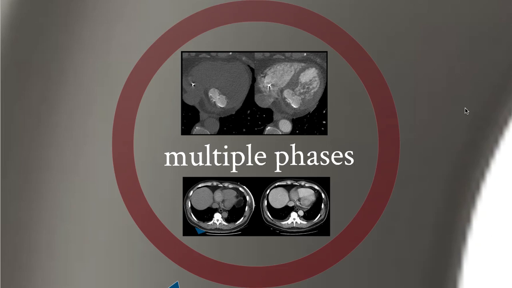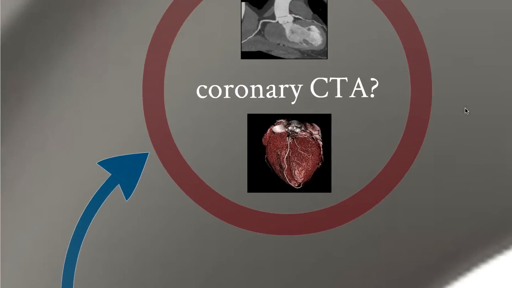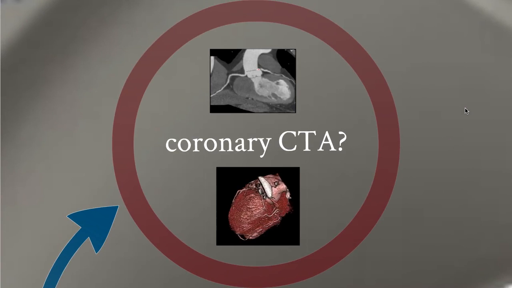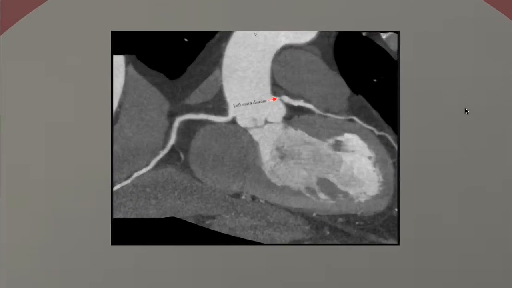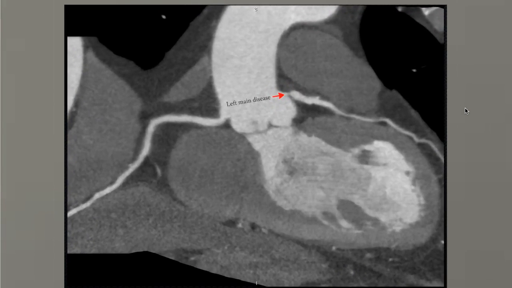So with CT, we have the ability to look at the fat content, calcium, and also whether or not something enhances pre- or post-contrast. Also, we can potentially acquire coronary CTA at the same time. If the patient's being considered for surgery and they're low risk, we can exclude the need for coronary artery bypass grafting during the surgery. And here's an example of a patient that has a very tight left main lesion.